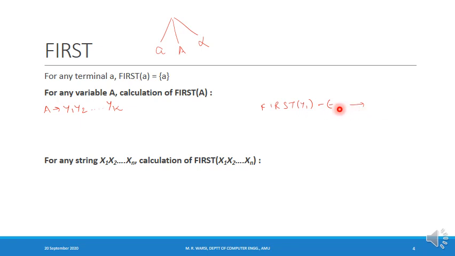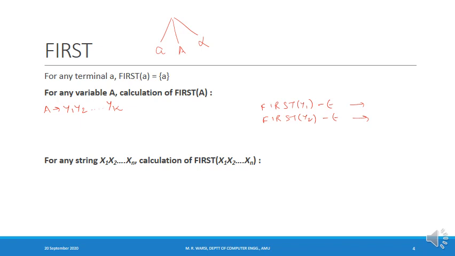If epsilon is also there in the first of y1, let's try to understand the significance of this. If epsilon is there in the first of y1, that means from y1 I am deriving epsilon. So during the course of derivation, y1 may get reduced to epsilon, and because of that y2 will be coming at the beginning. Then in that case, first of y2 minus epsilon will be added to the first of capital A.